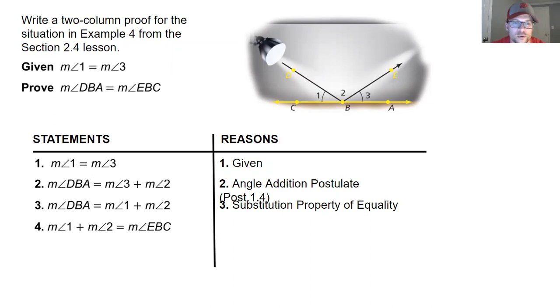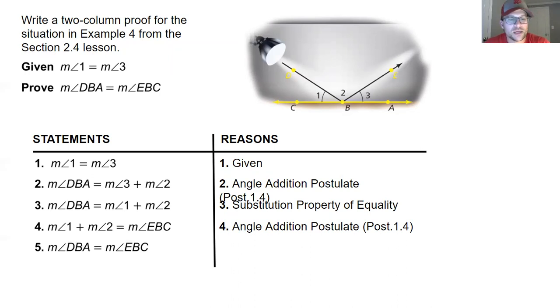Then the measure of angle 1 plus 2 is the measure of angle EBC, and your correct reason, again, angle addition postulate, because EBC is the one on the right where the light comes up from the ground, and then it travels along the ground to the left, which creates 1 and 2 together for the total. And then we can substitute again the DBA, which we know is the same thing as 1 plus 2, into that number 4 equation because of the transitive property of equality.